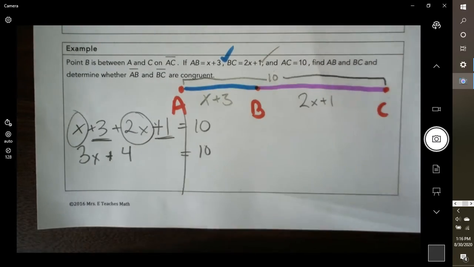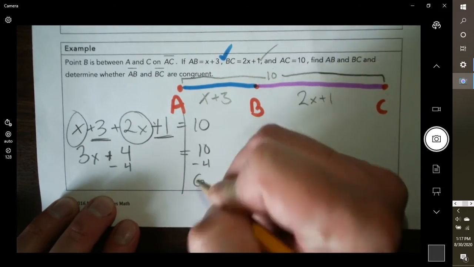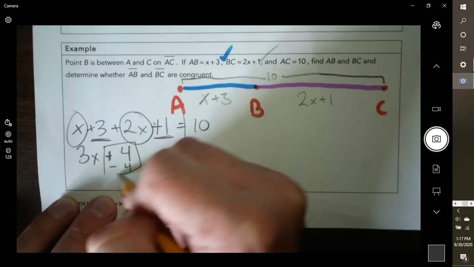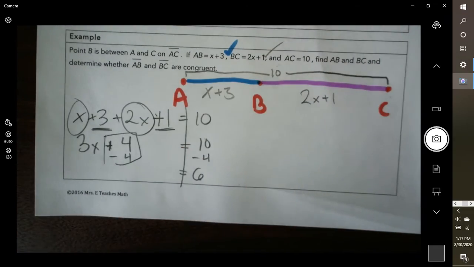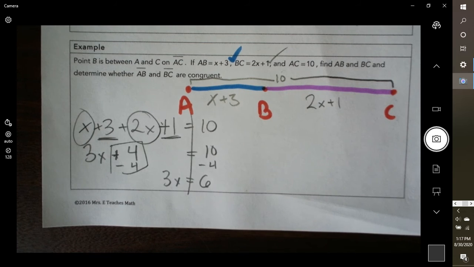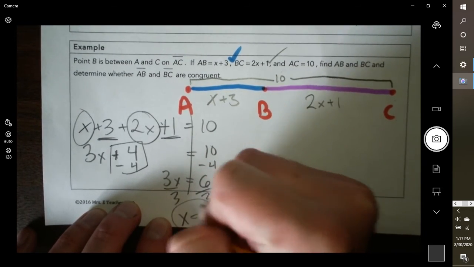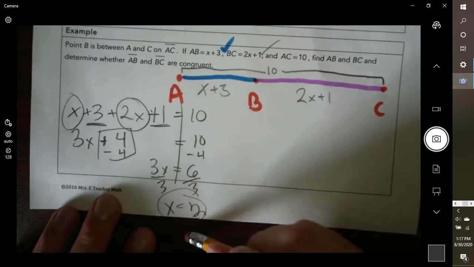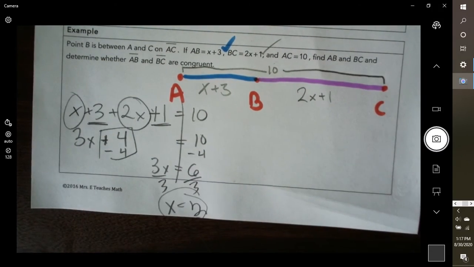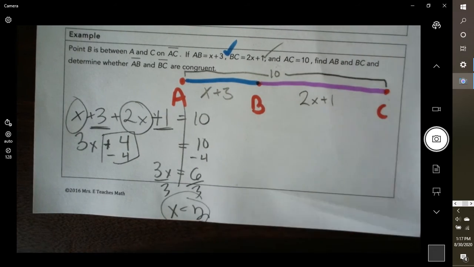Now we're down to a two-step equation. Subtract 4 on each side. I like to box these out when I have a zero pair, that way I know that I've used those terms and I can move on. 3x. And lastly, we'll divide each side by 3, and we find out that x equals 2. And again, we're not done yet. We need to substitute this information in over here and see what this all equates to.